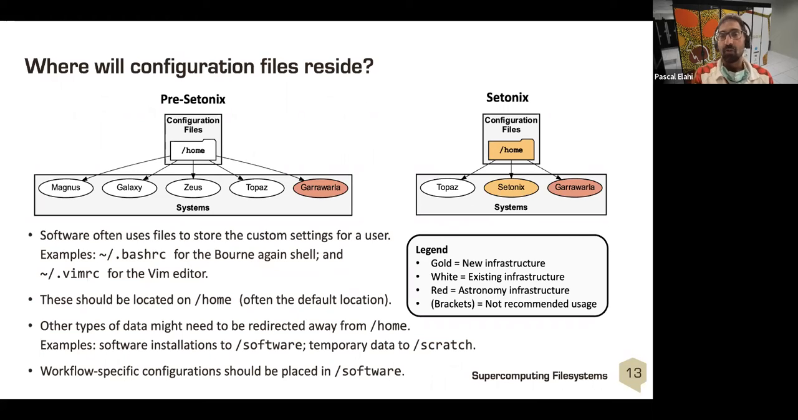They currently are stored on home. They should still be stored on /home. This will be a new file system, however. So home will be new, and it can be accessed on the new Setonix system via old home.